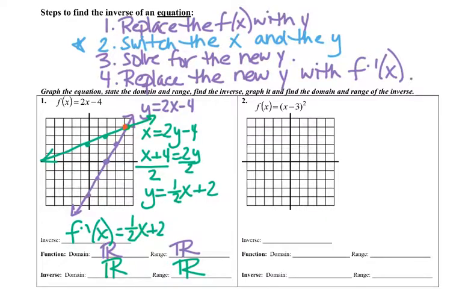And then just a fun fact, what's the ordered pair of the point where those two lines meet? The function and its inverse. 4, 4. Why does that make sense? What happens when I switch 4, 4?